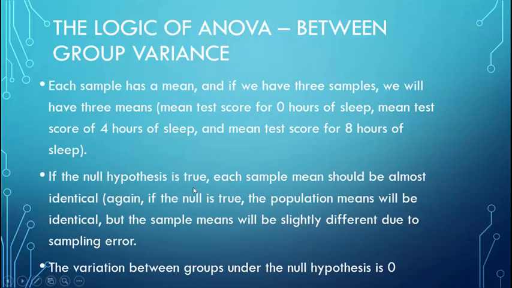If the null hypothesis is true, each sample mean should be the same. We'd say there's no difference in test scores between the 0 hours of sleep group and the 4 hours of sleep group and the 8 hours of sleep group.